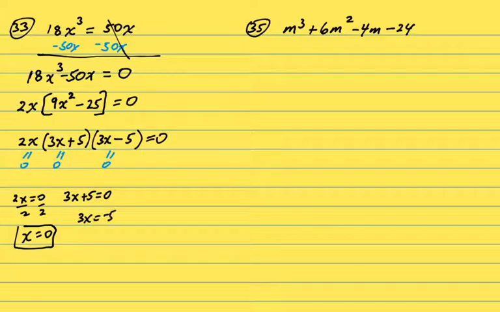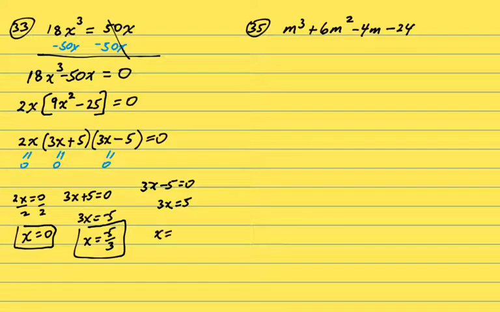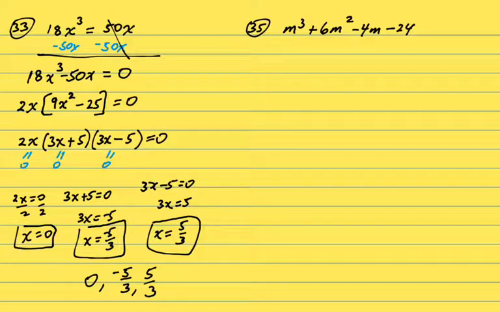If 3x plus 5 equals 0, I might subtract 5 and then divide by 3, and I'd have negative 5/3. And if 3x minus 5 equals 0, and I added 5 and divided by 3, you would have 5/3. So the answer would be 0, negative 5/3, and positive 5/3.